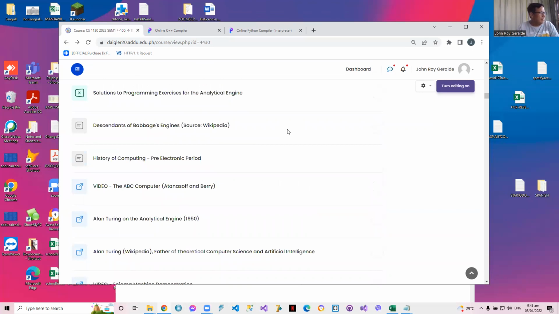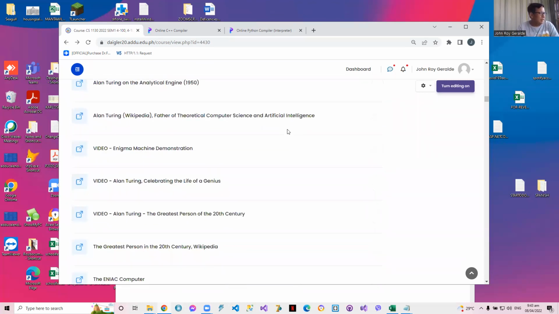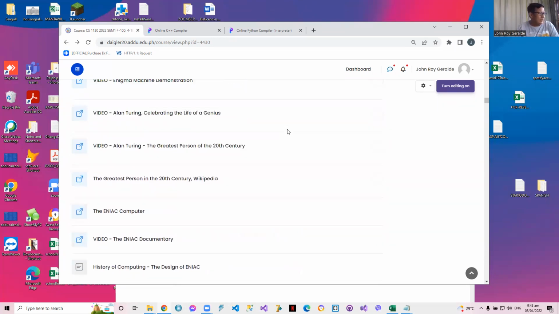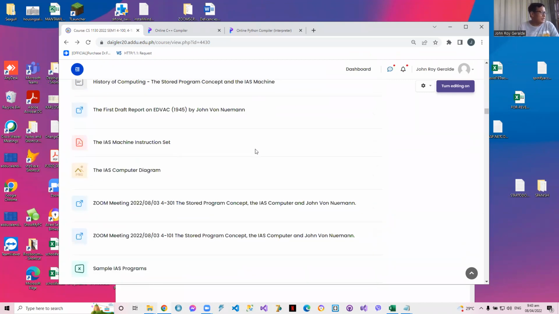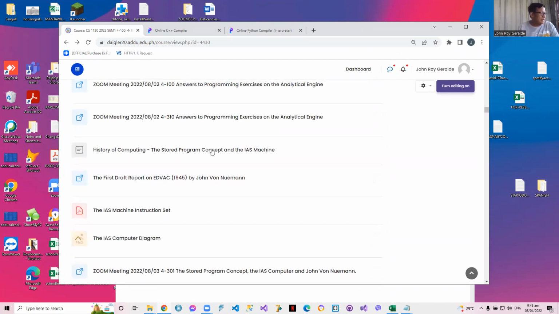Okay, so I have already given you the descendants of Charles Babbage, and then ENIAC, the story of ENIAC. Okay, what was the discovery in ENIAC? The concept of accumulators. Okay, the accumulators being the ingress and egress register at the same time. Now, which brings us to a new machine. Okay, the stored program concept and the IAS machine. The stored program concept was first introduced in 1945, and the computer representing it was completed in 1951.